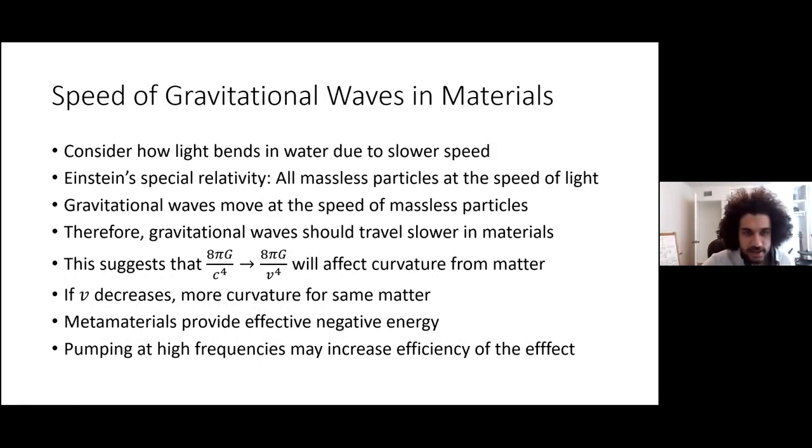So obviously there's still a lot of great progress that needs to be done with the theoretical analysis here, but this is at least a concrete, simple theoretical understanding of how to get realistic anti-gravity based on general relativity and simply thinking about material science. And so once again, I'll just go through how I think about this analogy. Basically, we can think about how light is bent in water. And in special relativity, all massless particles move at the speed of light. So gravitational waves move at this speed as well. It's really the speed of massless particles. Therefore, gravitational waves should travel slower or faster in materials, depending on the material properties.